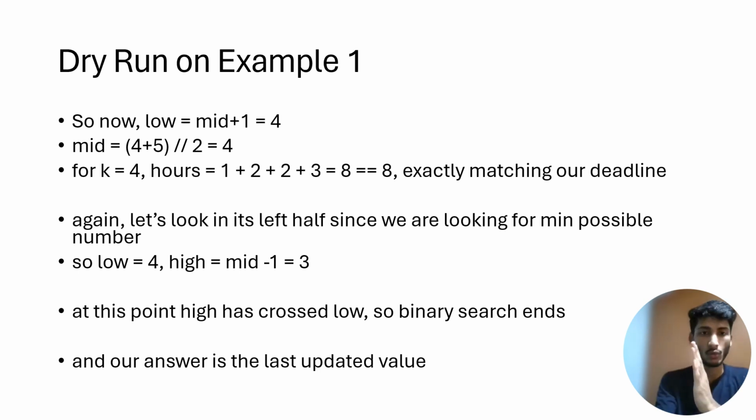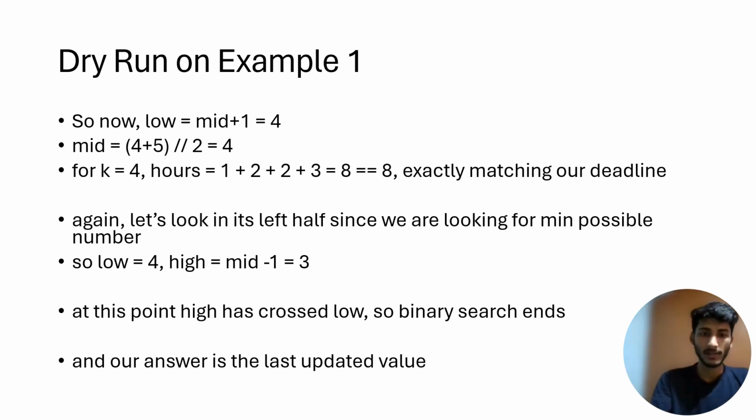High has crossed low. High should never cross low in binary search. If high crosses low, that means the binary search is over, because the condition of binary search is while low is less than or equal to high. As and when high crosses low, binary search will stop. So whatever was the last result of mid will be our answer.